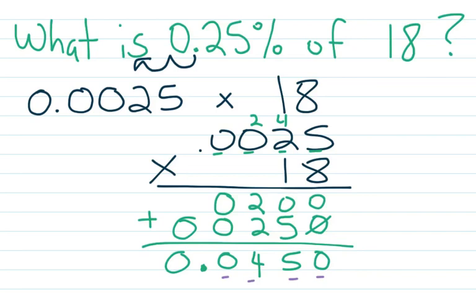You got to turn your percent into its decimal equivalent and then multiply that decimal times the number that you're given. And that's how you can find any percent of any number.